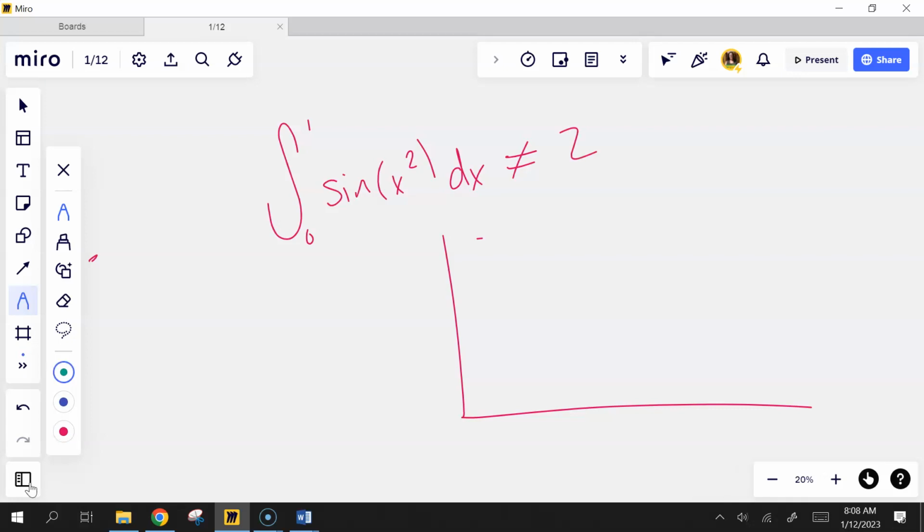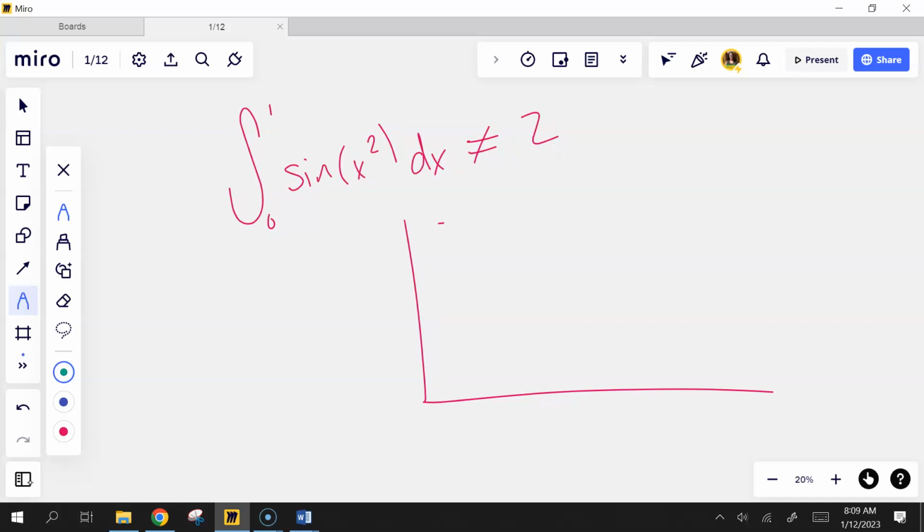Put in 0. The sine of 0 is, what's the sine of 0? 0. And I'm going from 0 to 1. All right, so let's think about on a unit circle.